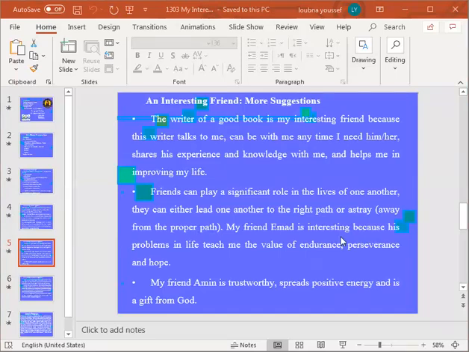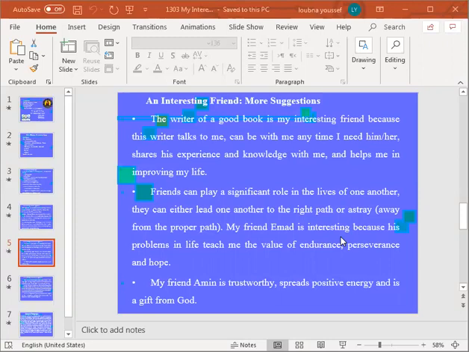Now, in this topic sentence, the writer has identified the name of his interesting friend, Mr. Ahmed, and provided evidence and support for why Ahmed is an interesting friend. Number 1, because his problems in life teach me the value of endurance. Number 2, they teach me the value of perseverance. Number 3, they give me hope.